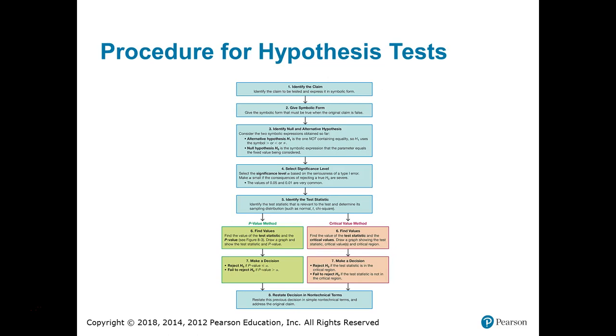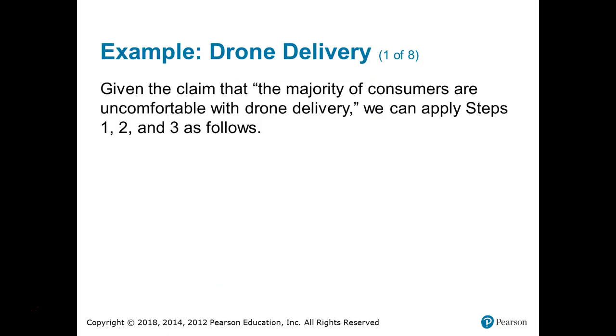Here is a procedure for hypothesis testing, showing the two different methods that we're actually using to get to our hypothesis test conclusion. So finally, here's where it all comes together. This is our final example that really should bring everything home. Given the claim that the majority of consumers are uncomfortable with drone delivery, we can apply steps 1, 2, and 3 as follows. This is, again, going back to the original drone example.